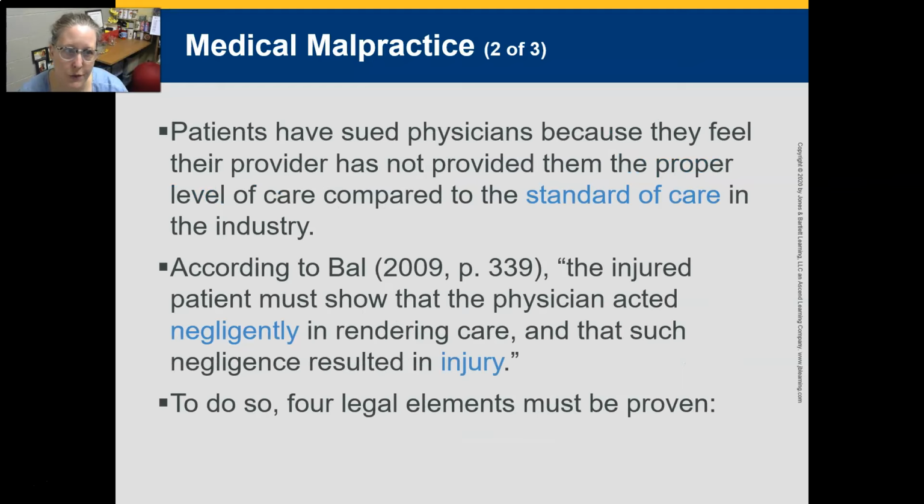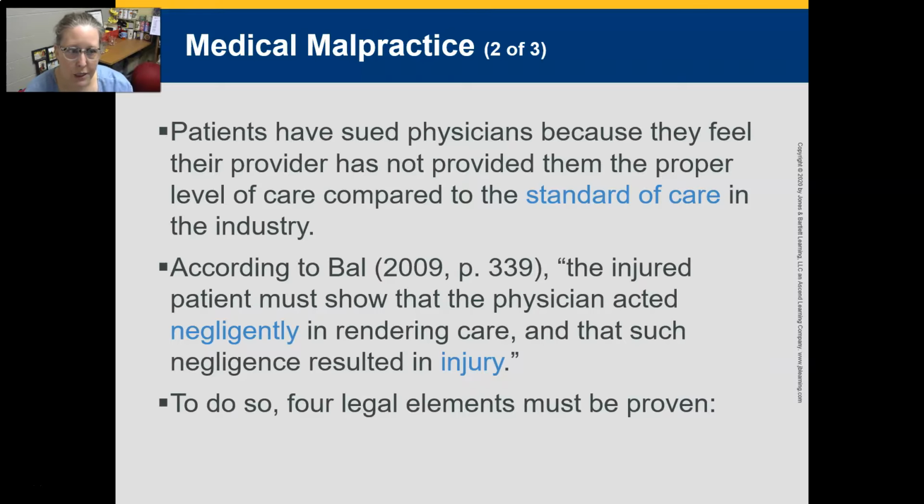So patients have sued physicians because they feel their provider has not provided them the proper level of care compared to the standard of care in the industry. This is an important concept, the standard of care, and there are national standards now for a lot of the way medicine is practiced, or different professionals practice. So it's very important for you to know what the standards of care are in your industry.